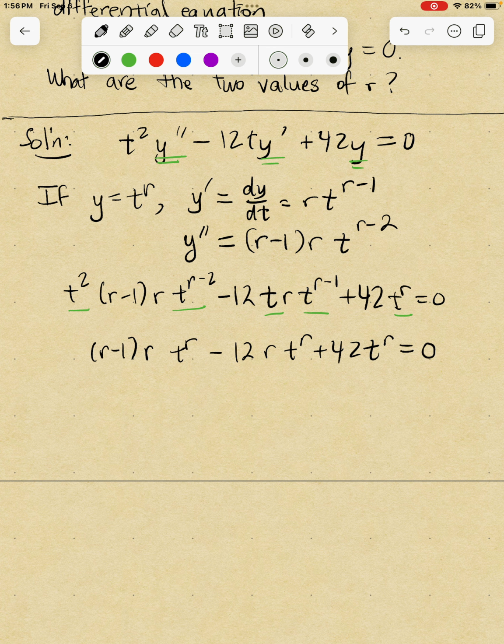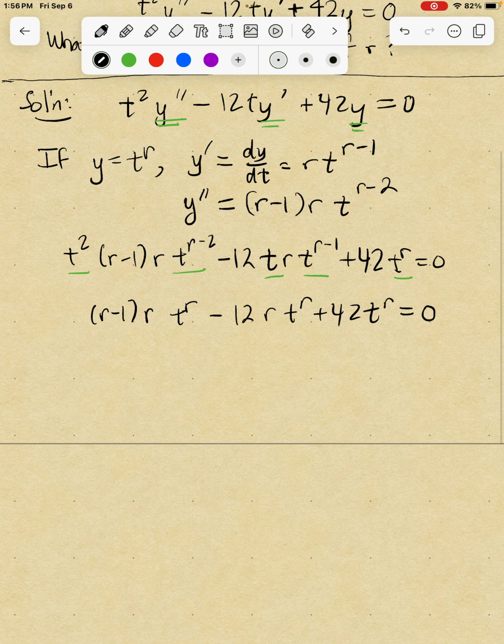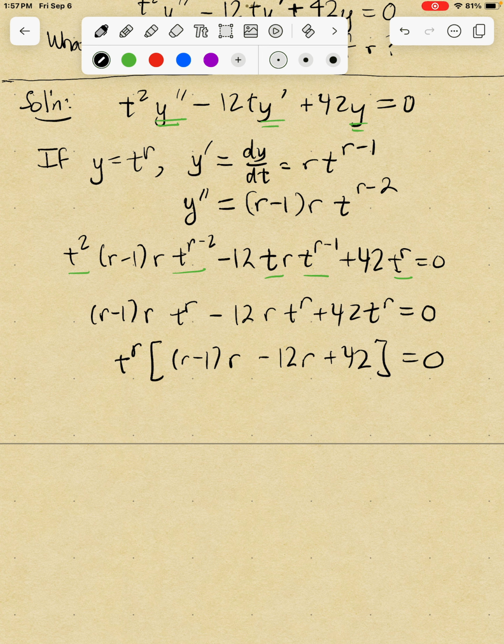And now what can you do? You can factor out the t to the r. So this factors out to t to the r times (r minus 1 times r minus 12r plus 42) equals 0. And now you see what you can do to figure out how to make this equal 0, because I have t to the r, and then this term. You want this term to be 0, right?